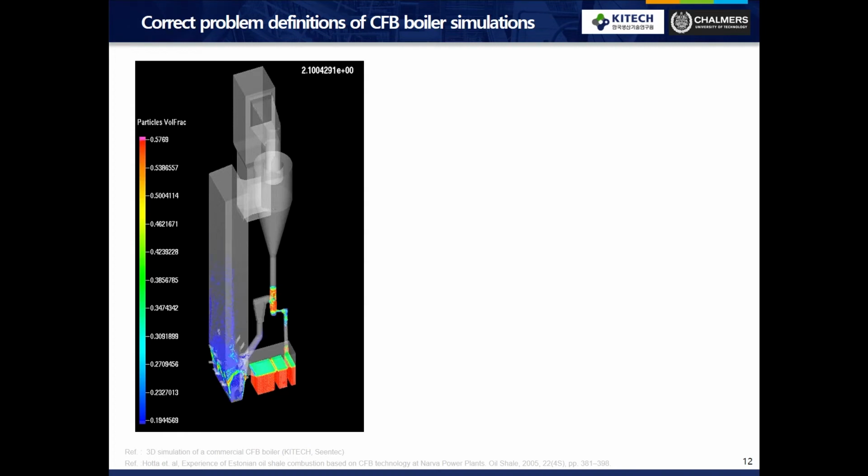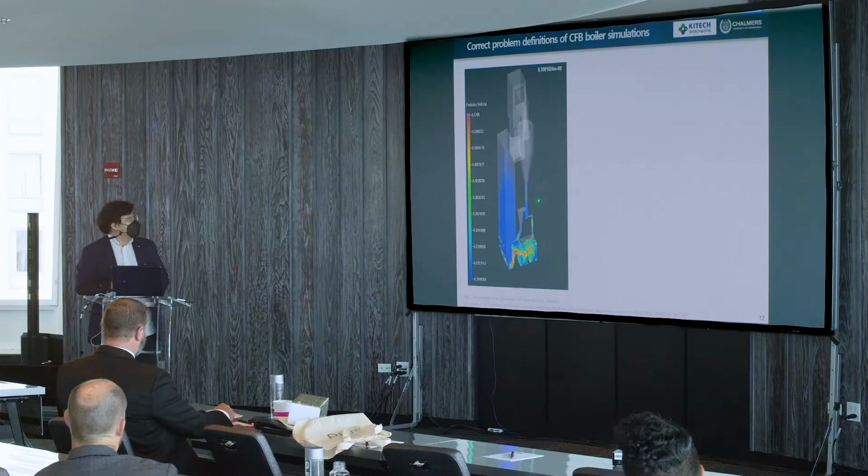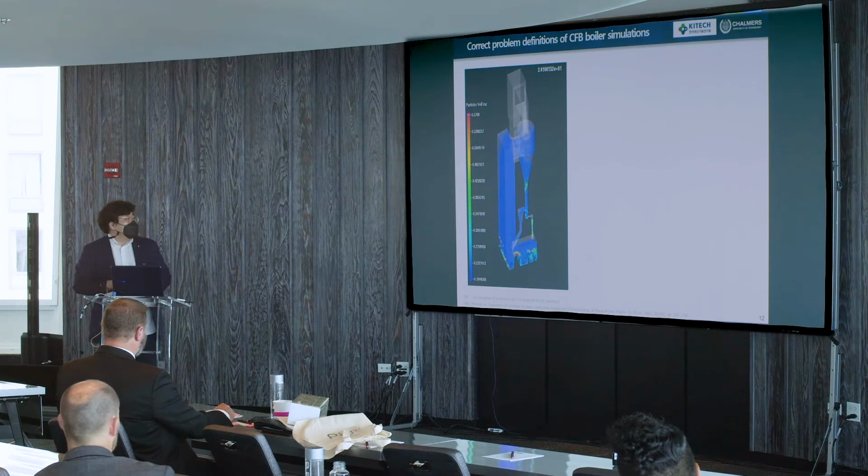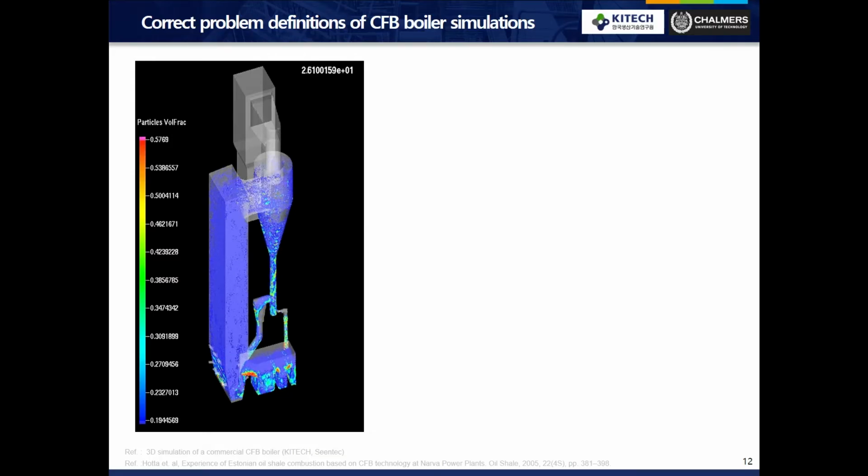Okay, this is the commercial one. It's a 30 megawatt electric industrial CFB boiler. You can see that it has large cyclones, and there is a mechanical valve here, so you can separate the circulating particles. Some of the particles go to the sectionized external heat exchangers. Quite a complex system.